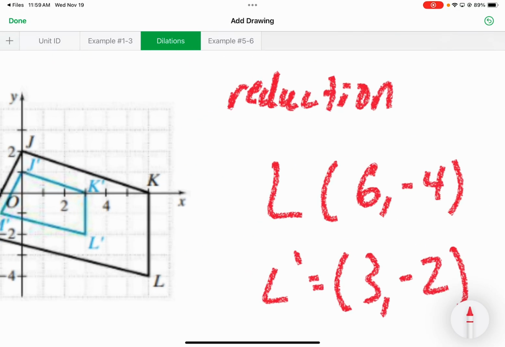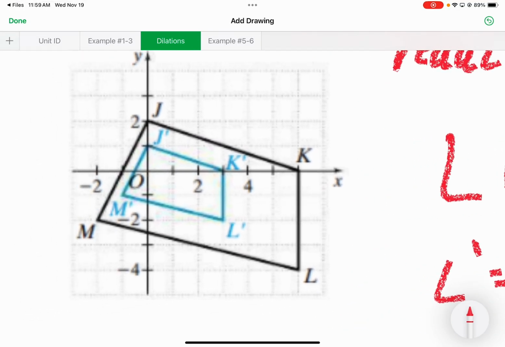The other way that you guys could have done it is the lengths of sides. And this one has lengths of sides, at least one of them that's easy to find. What is the length of the side KL?